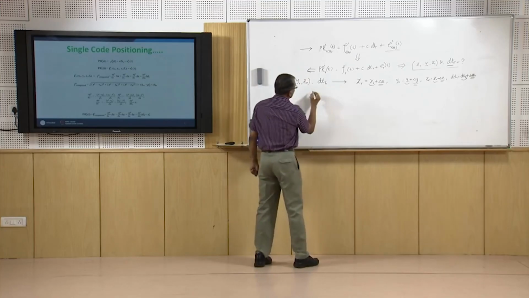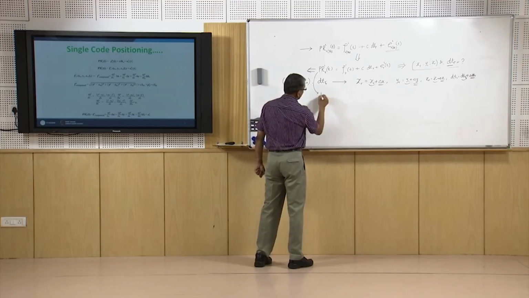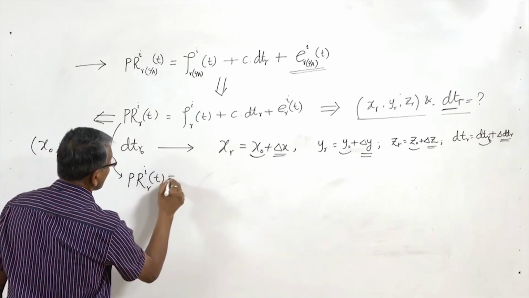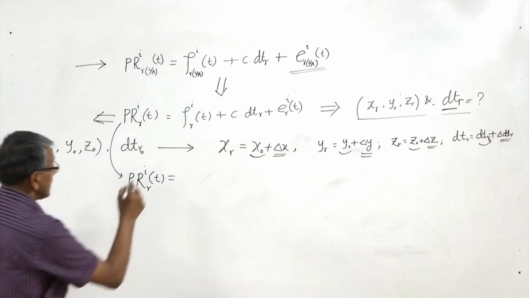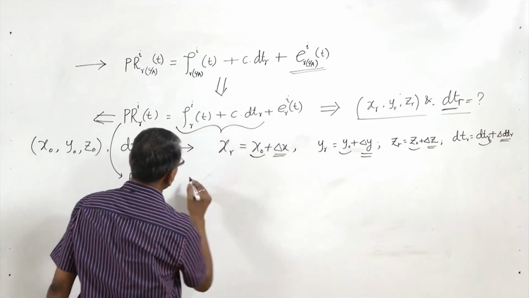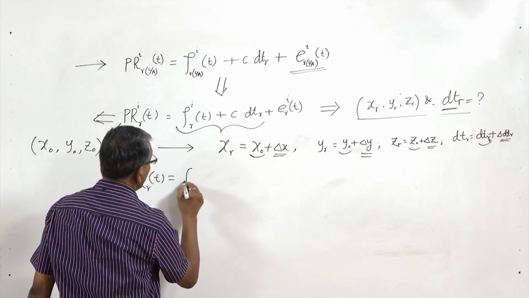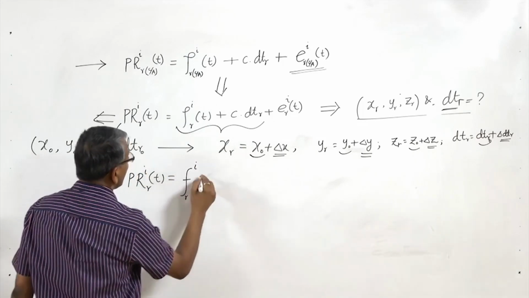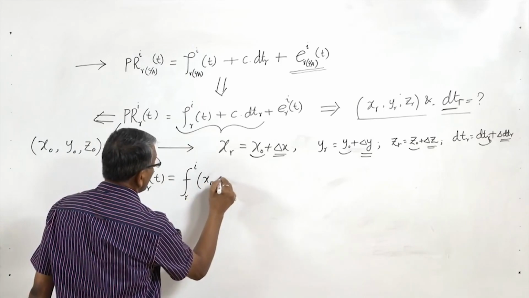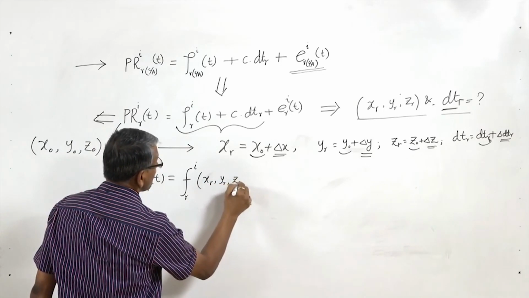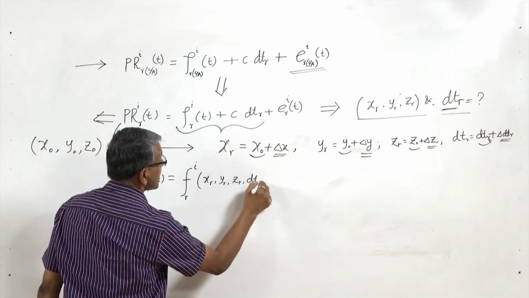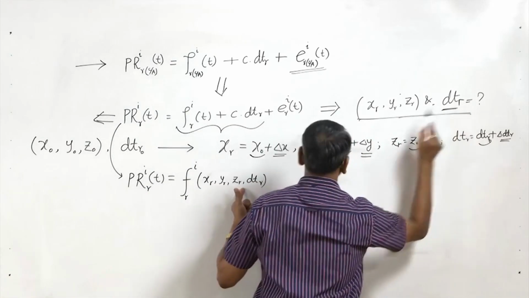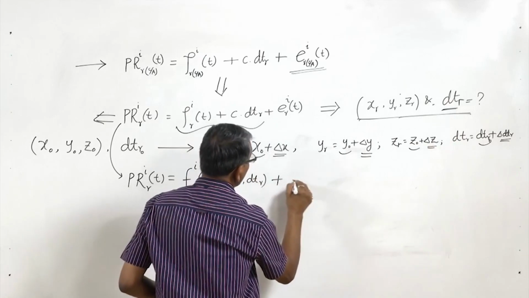Now this pseudo-range equation we can write like this, is equal to, instead of this we can write a function F of XR, YR, ZR, DTR, which are the actual, correct values, plus error.